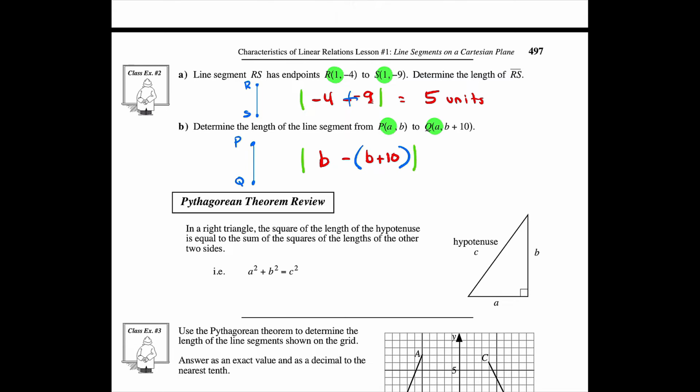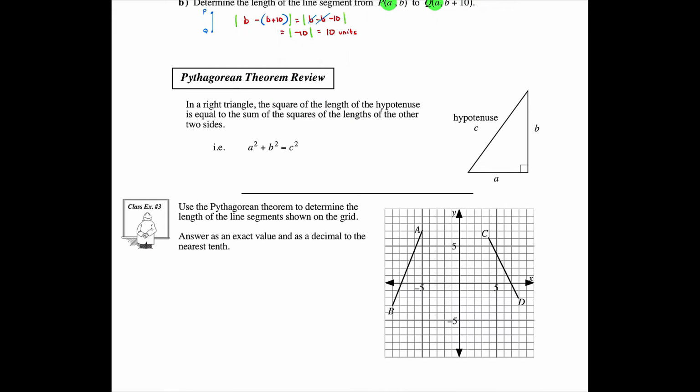And the absolute value of that. Because don't forget, we're going to be subtracting b, subtracting 10. So if I was to rewrite this, it would be the absolute value of b minus b minus 10. So in this case, the b's are going to cancel each other out, and I'm going to end up with the absolute value of -10, and the absolute value of any number is just the positive value of that number, so it's 10 units.